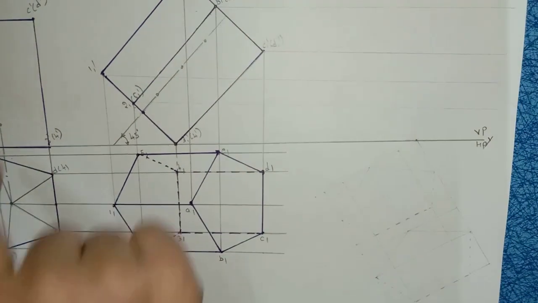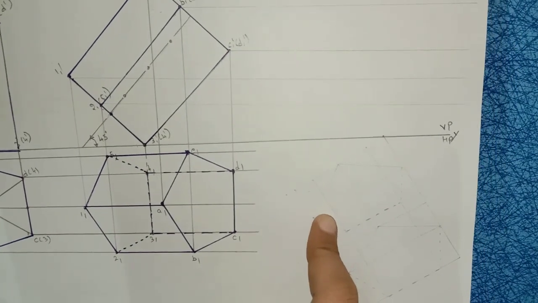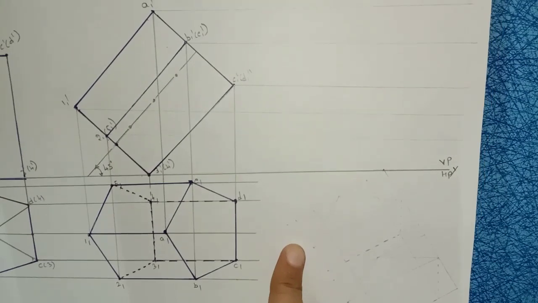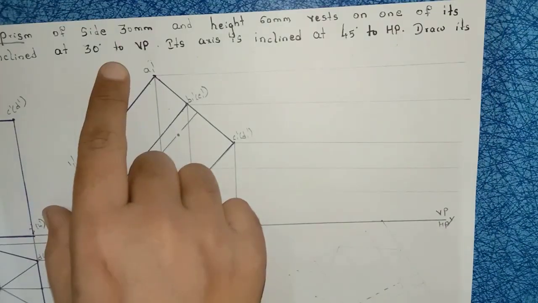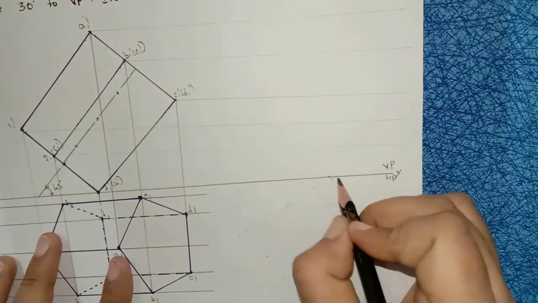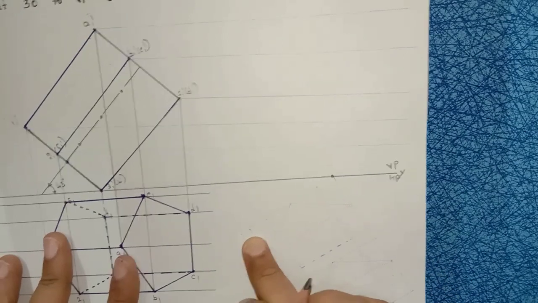Right, so 1 2 3 4. Now I should construct the fifth step here. In order to construct the fifth step here, the angle should be inclined to VP. Now you construct this step 30 degrees to VP. Right, so leave some gap here, mark a point on the reference line. Now you should take an angle of 30 degrees here.